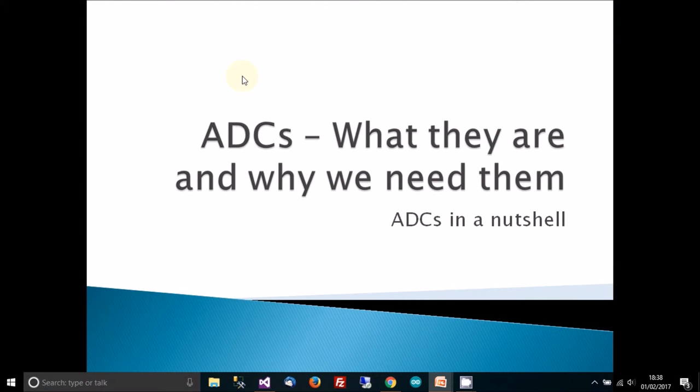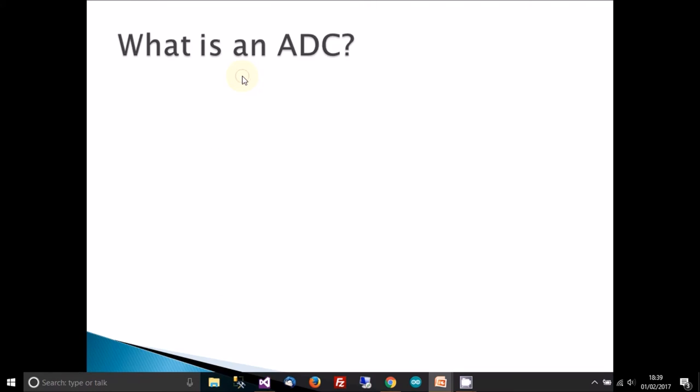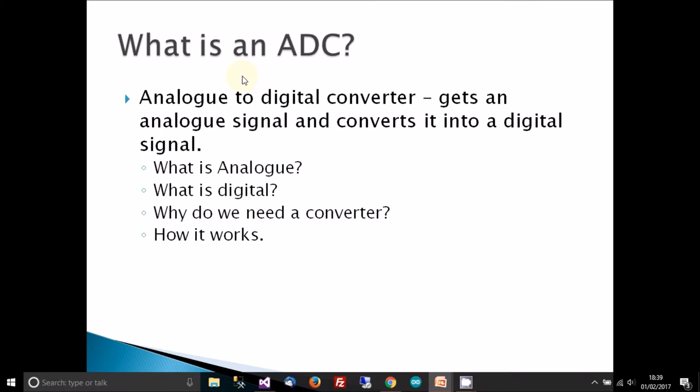In this video I'm going to go through ADCs, what they are and why we need them. So to start with, what is an ADC? Well, an ADC is an analogue to digital converter. It gets an analogue signal and converts it into a digital signal. So in this little tutorial we're going to go through what is analogue, what is digital and why we would need to convert them, and then a little bit about how it converts them.